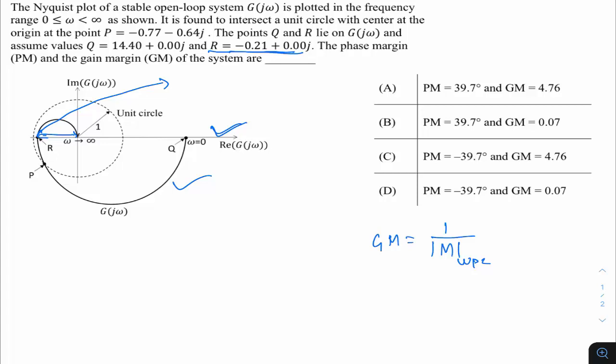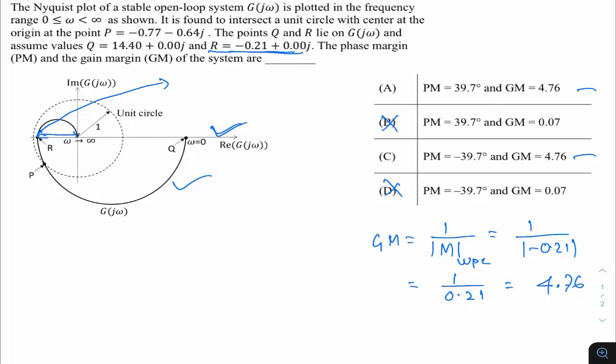If I substitute here 1 by magnitude of minus 0.21, and simplify, this is 1 by 0.21, which happens to be 4.76. And this is given in option C and option A. That means options B and D are not correct. Note carefully that the gain margin is in the normal form, not in dB form. That's why I am not taking 20 log in this case.